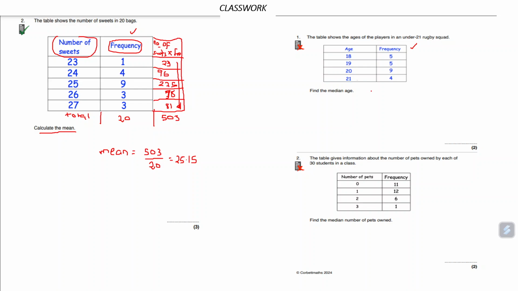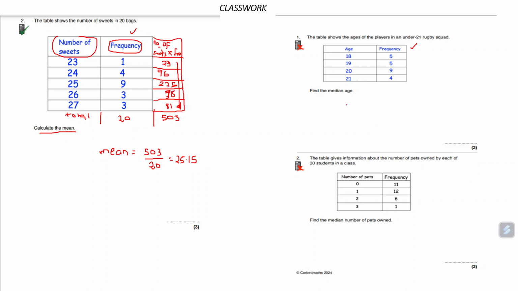So let's attempt the next question. The next question says the table shows the ages of players in an under 21 rugby squad. Find the median age. Remember, writing out 18 times 5, 19 times 5 will be long. It will take time and it's not ideal. The disadvantage of doing that manually is that it takes time, and mistakes are bound to happen. So we need to look out for a shorter method.